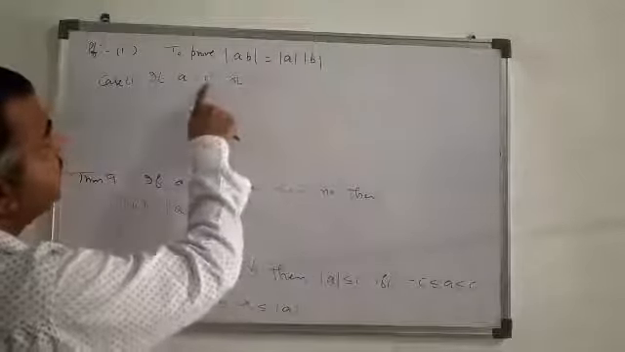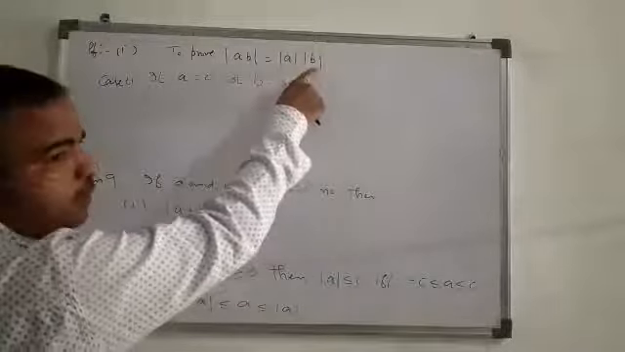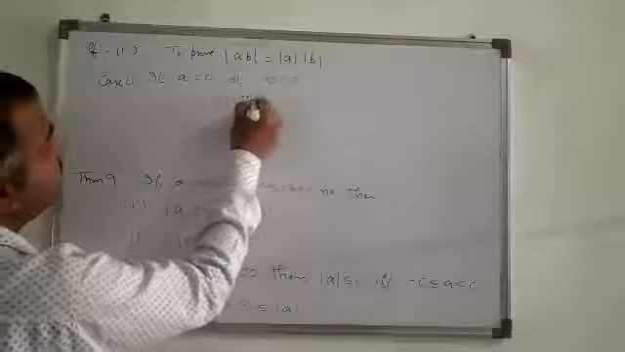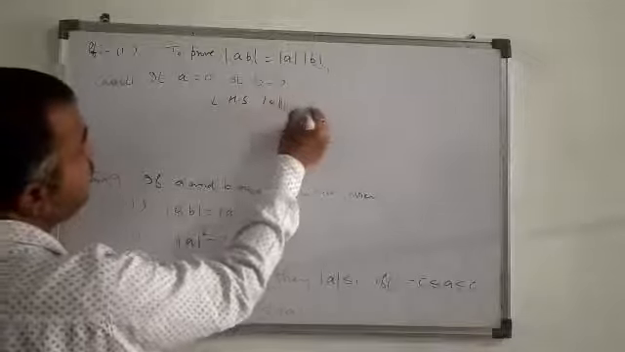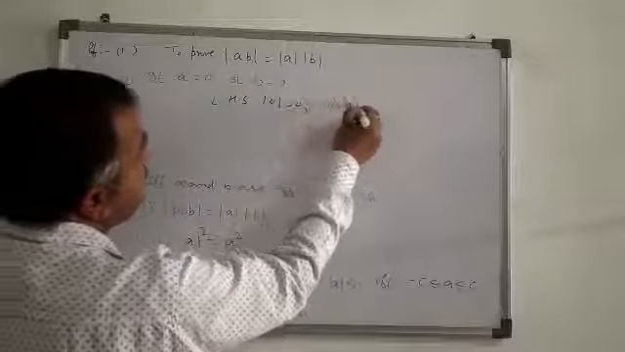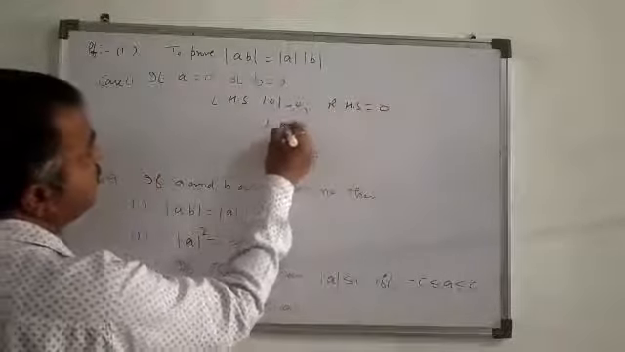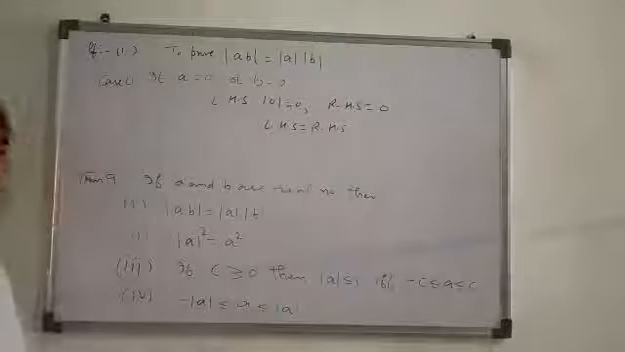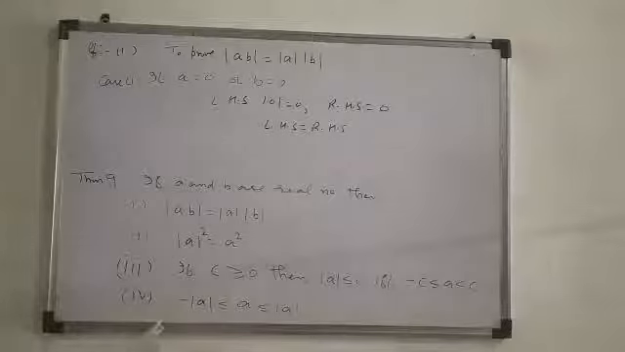So if a is 0, then this is 0. If b is 0, then this is 0. So the result is trivially equal. So the left hand side and right hand side are equal, so the result is true. That is, if either a or b or both are 0, then the result is true.